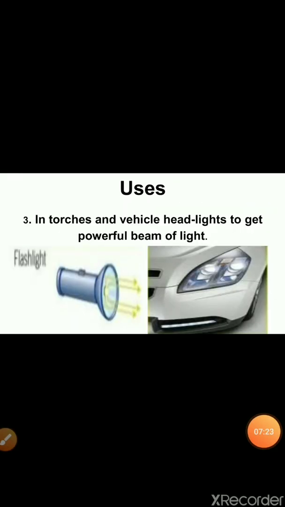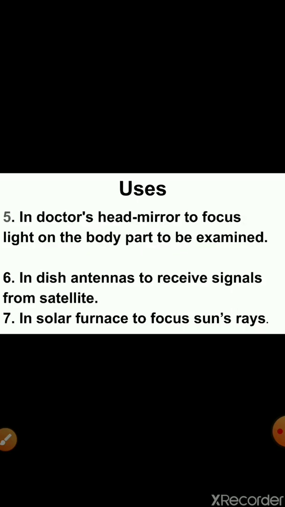The third use, in torches and vehicle headlights. In vehicle headlights and torches, it is used to get a powerful beam of light. Other uses are, in a doctor's head mirror it is used to focus light on the body part to be examined. In dish antennas to receive signals from satellites, and also it is used in solar furnaces to focus the sun's rays, so that the different parallel sun's rays which are coming converge at one point and the temperature increases.